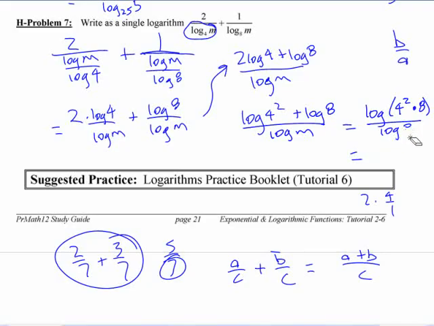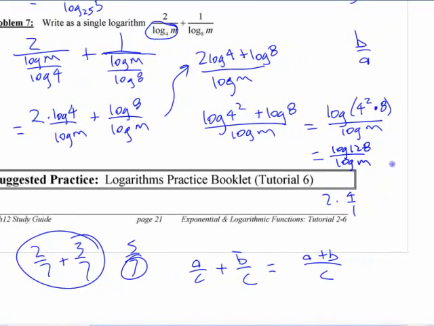Whoops, it's m on the bottom. So we got log 128 over log m. I'm kind of showing every single step here. I mean, that's not always necessary, but so you could write this as log base m of 128.